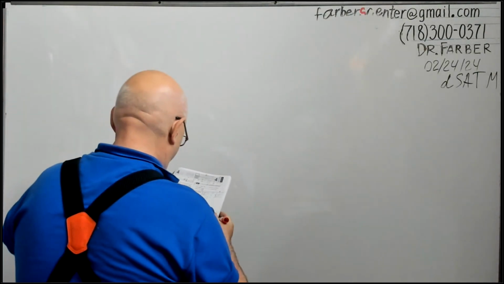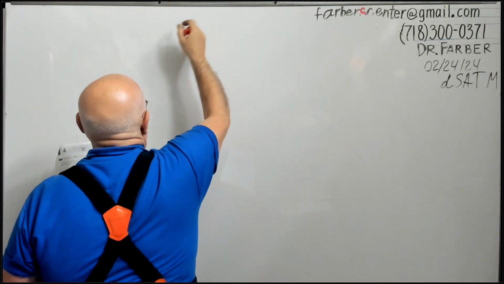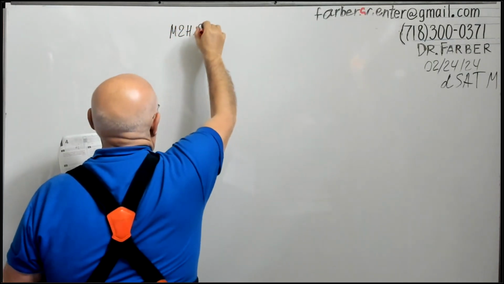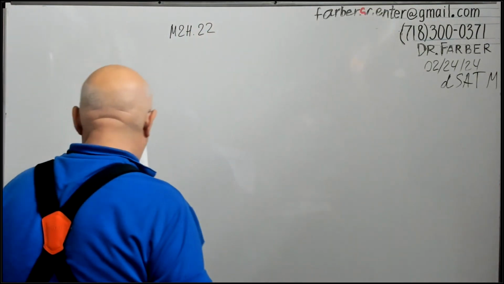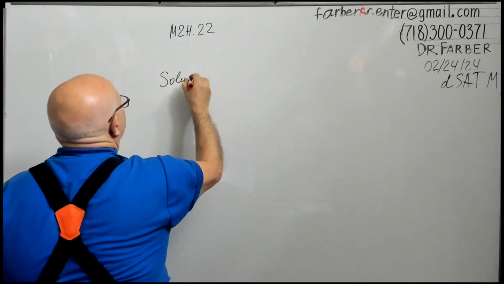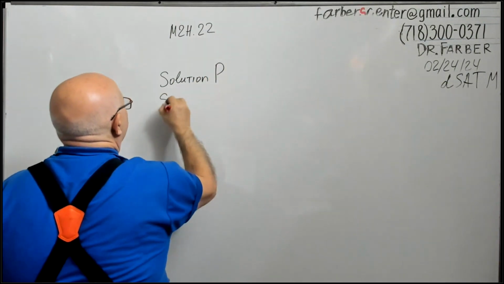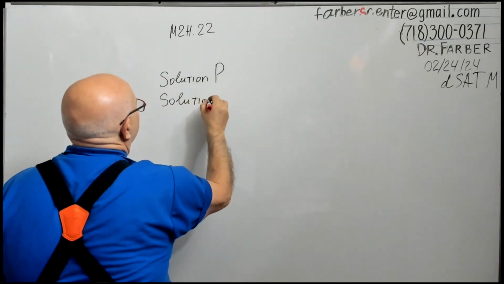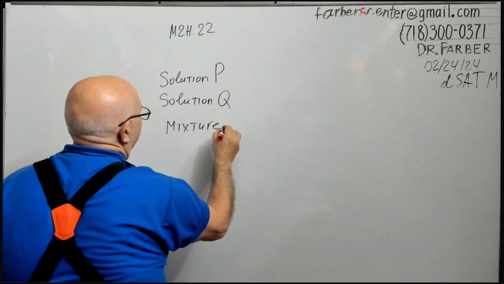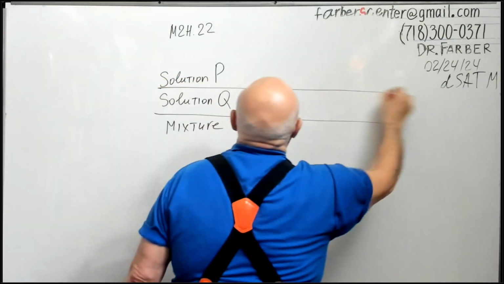This is for this module 2H, number 22. So we have objects. What objects do we have? We have solution P, solution Q, and we have the mixture. 3 objects, like in object-oriented programming, right? 3 objects and properties of these objects.